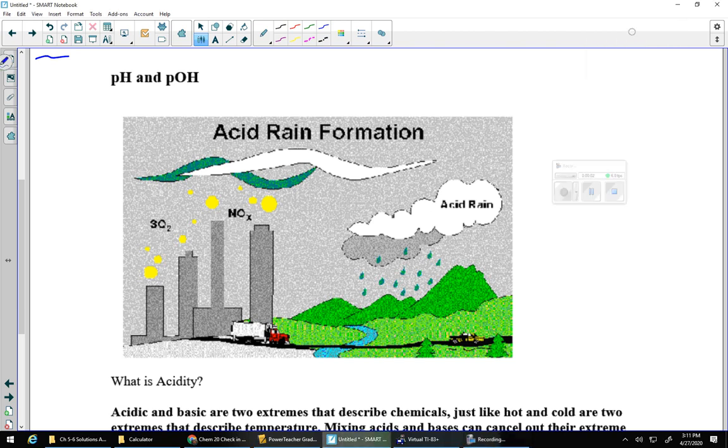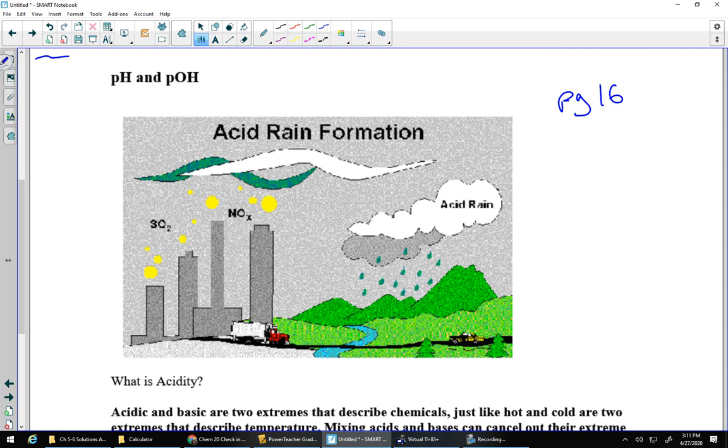Hello again, Chem 20s. Today we are going to talk about acids and bases in terms of their pH, which I'm sure you've heard of before, and their pOH, which you probably haven't heard of before. So we are currently on page 16 of the acid-base section of our solutions workbook.